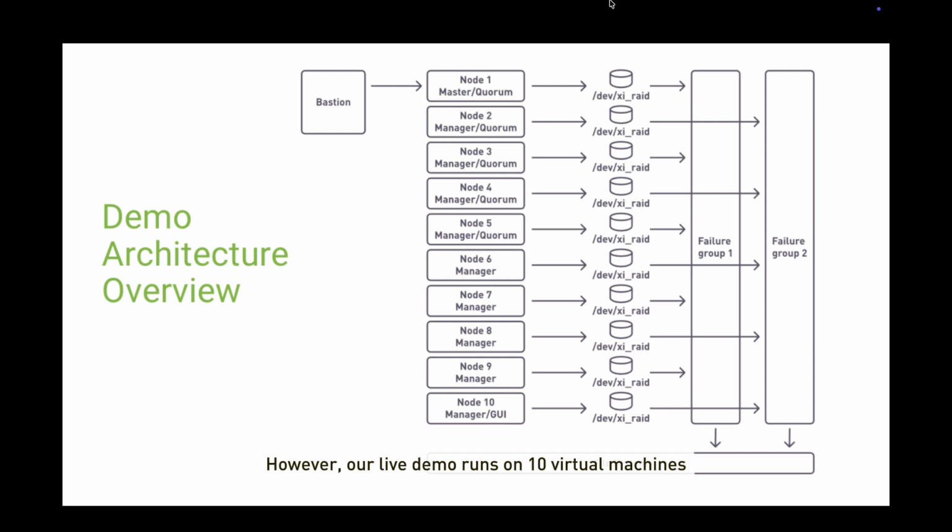However, our live demo runs on 10 virtual machines with virtual NVMe drives. While the absolute bandwidth is limited by the hypervisor constraints, the workflow remains identical to a physical deployment. The deployment is orchestrated through a Bastion gateway that drives the automation process. In this setup, Node 1 acts as the master installer, while nodes 1 through 5 form the quorum manager set. Nodes 6 to 9 serve as additional managers, and Node 10 hosts the Storage Scale GUI.